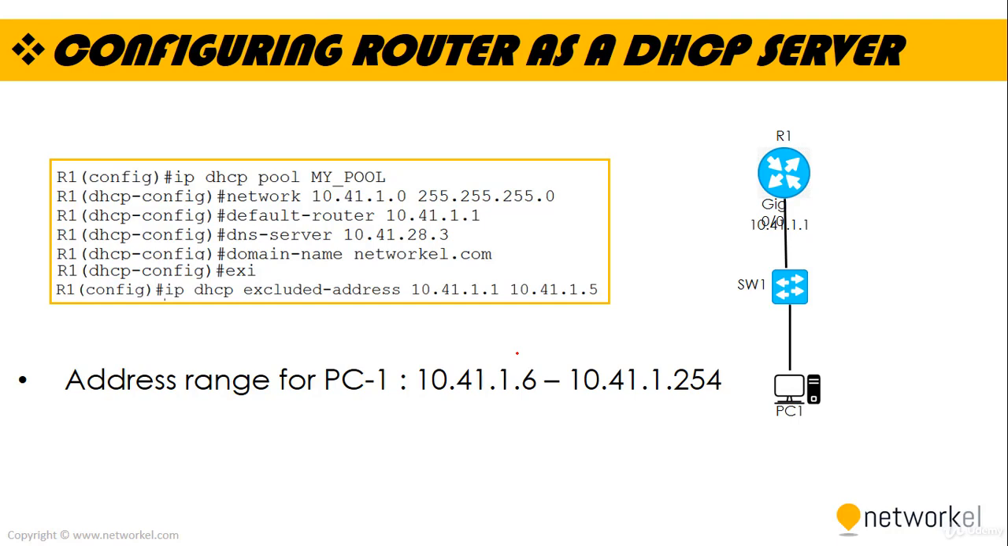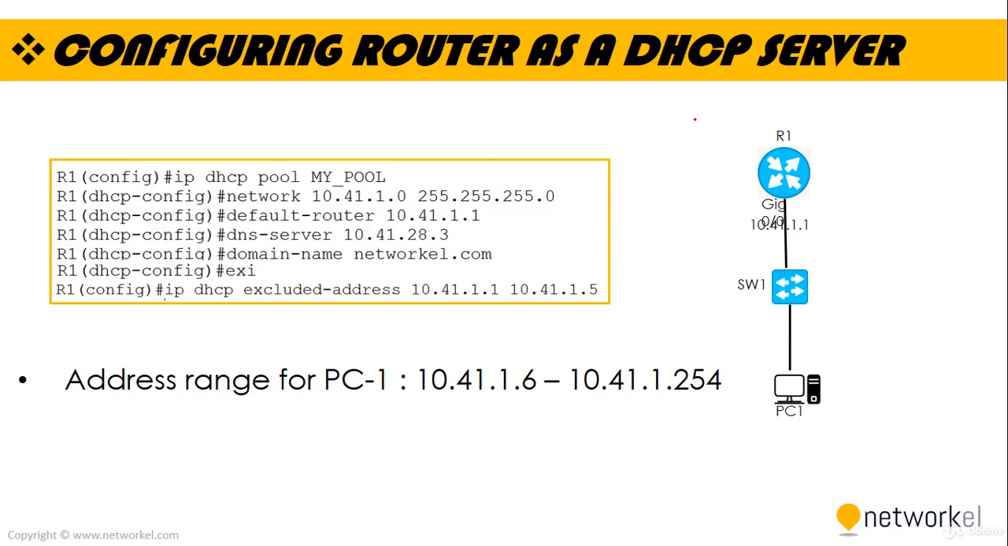The Dynamic Host Configuration Protocol, DHCP, is a server protocol assigning dynamic IP addresses to computers. A DHCP server enables computers to request IP addresses and networking parameters automatically, reducing the need for a network administrator or a user to configure these settings manually. We can also use our routers as DHCP servers, and here is the configuration.